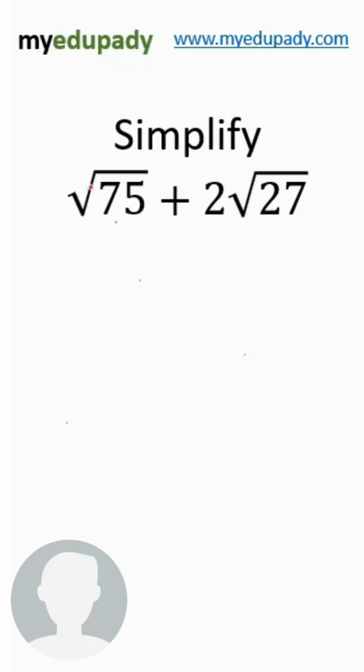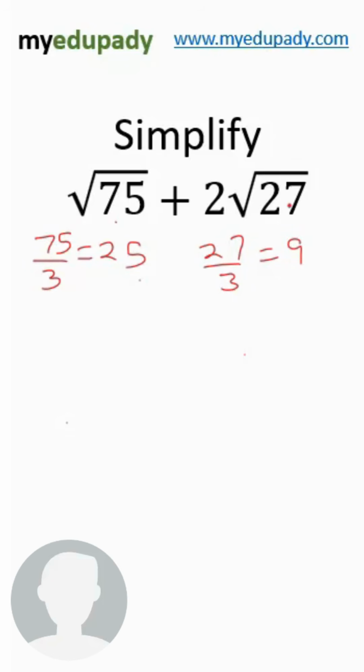3. So we know if we do 75 divided by 3, that gives us 25. And if we do 27 divided by 3, that gives us 9. So I know that 25 multiplied by 3 is 75 and 9 multiplied by 3 is 27.